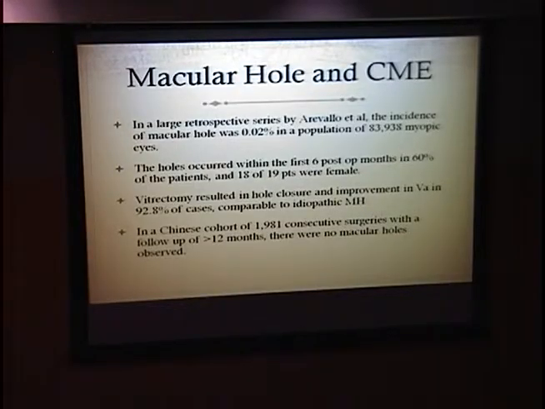Macular hole, again, Arevalo did a big retrospective study to look at the incidence of macular holes, and he found it to be 0.02% in a population of over 83,000 myopic eyes. The holes occurred within the first six postoperative months in 60% of the patients, and 18 of the 19 patients were female. The outcome of macular hole repair in these patients was very similar to idiopathic macular holes. There is hole closure and improvement in visual acuity in 92.8% of the cases. Interestingly, in a Chinese cohort of almost 2,000 consecutive surgeries that were followed for a year, there were no macular holes observed at all.